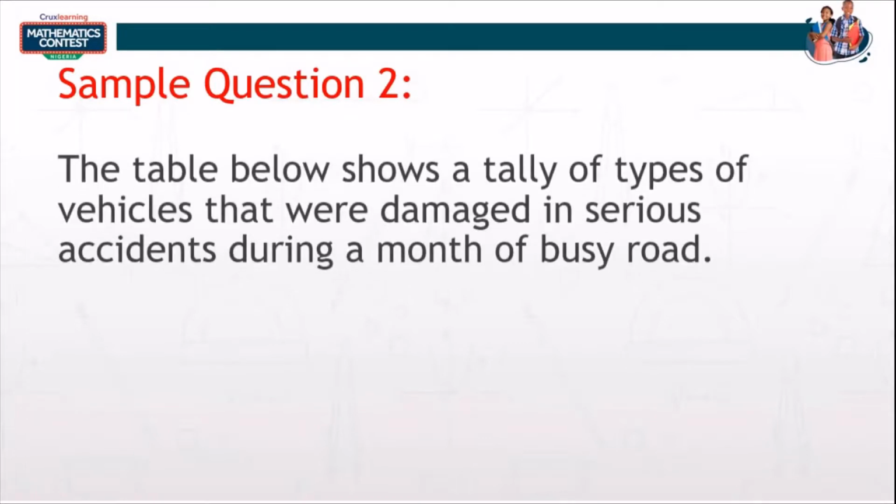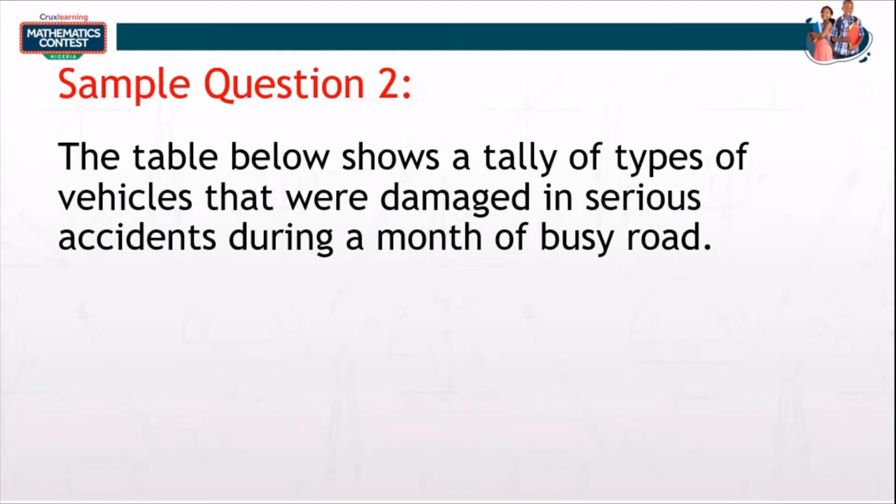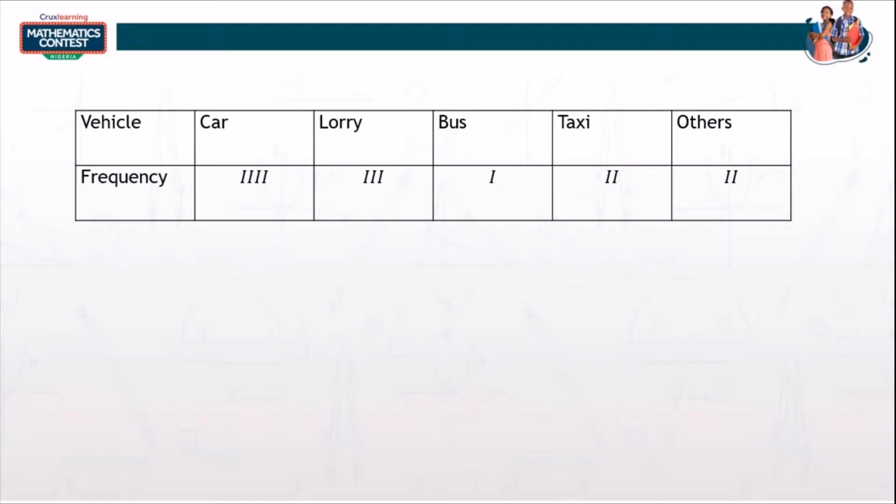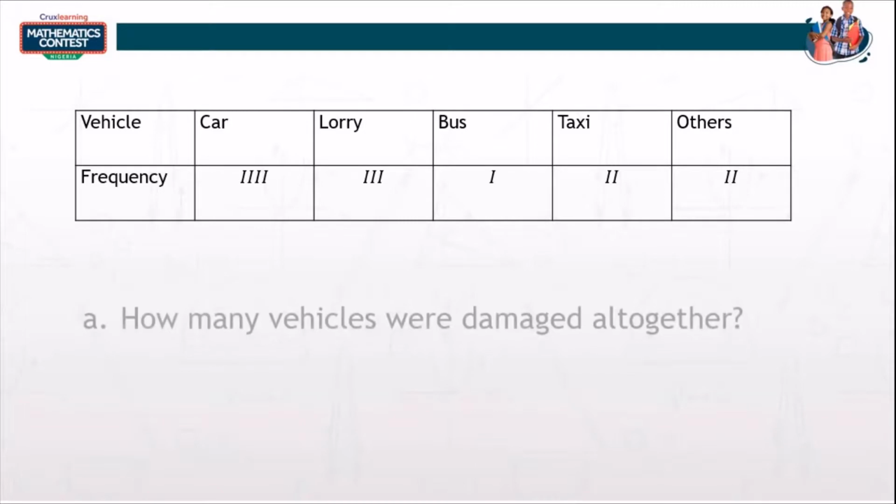So we have sample question 2. Let's see what the question is all about. We are told we have a table, and that table shows the tally of types of vehicles that were damaged in serious accidents, maybe from the road safety, during a month of busy road. So we have the vehicle, we have the frequency. The frequency there is the number of accidents. All right, so let's see what the questions are.